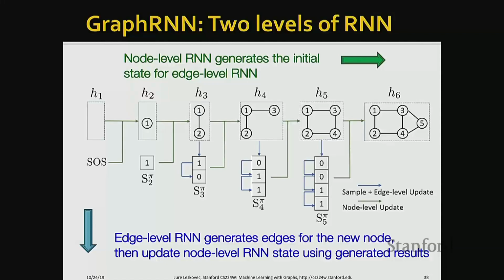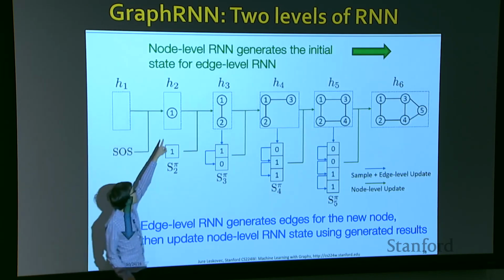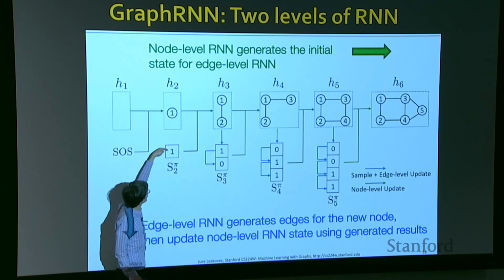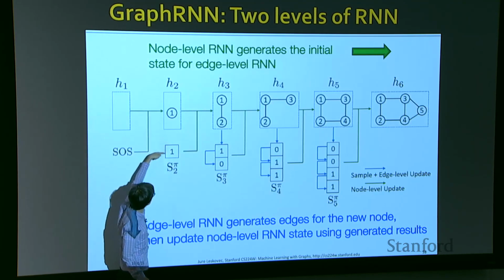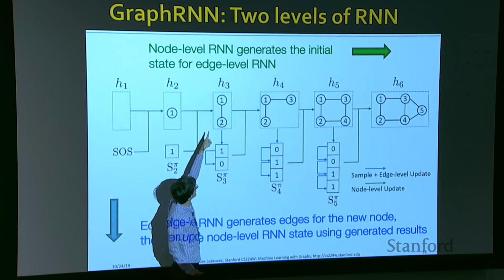So here is this tried to be written out, right? There is the node level, and then top to bottom is the edge level, and this shows how the state is being kept. What this means is SOS is start of sequence. This is how we initialize the node level RNN. The node level RNN will generate a node, and then its state will be passed to the edge level RNN that will generate the edge. Here it is trivial.